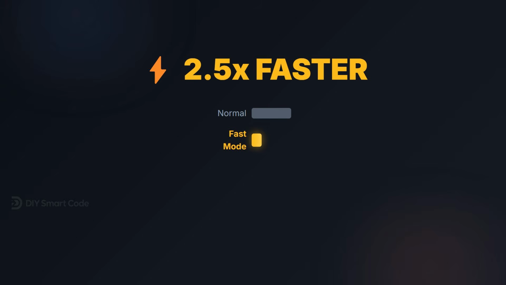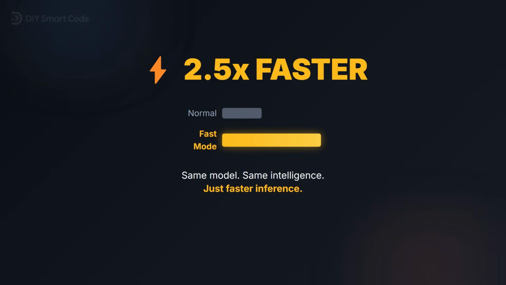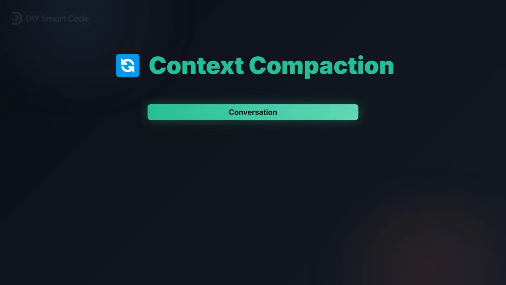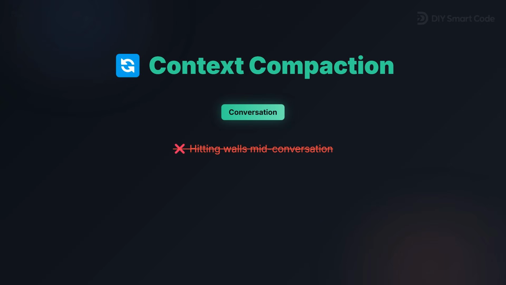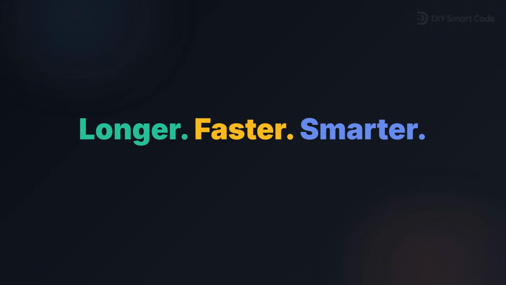Fast mode gives you 2.5 times faster output generation. Same model, same intelligence, just faster inference. It's basically turbo boost for your API calls. And context compaction is equally game-changing. When your conversation approaches the context limit, the API automatically summarizes earlier parts. No more hitting walls mid-conversation. No more manually truncating history. Combined, these 2 features mean you can build longer, faster and smarter agentic workflows without any of the old constraints.